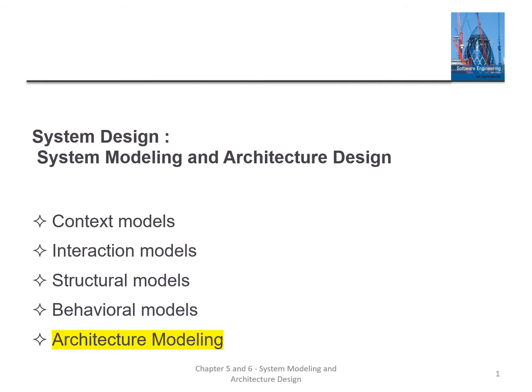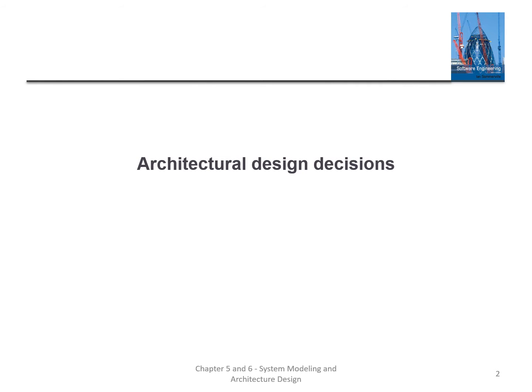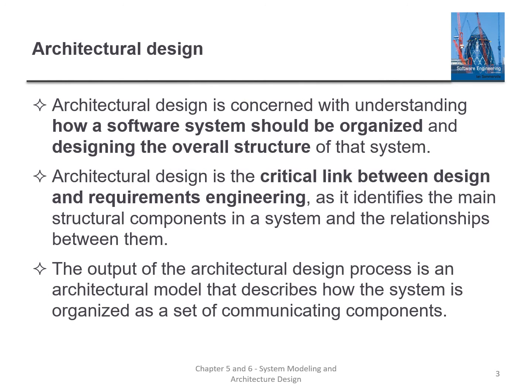Okay, this is the fourth part of our video related to system design, where I'll be covering the last part of the content related to this topic, which is on architectural model. Okay, let's look at architectural design. So just now you have seen different kinds of modeling: context, interaction, structural, and also behavior.